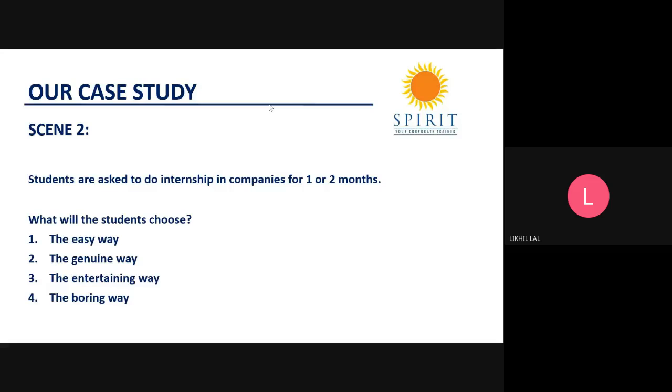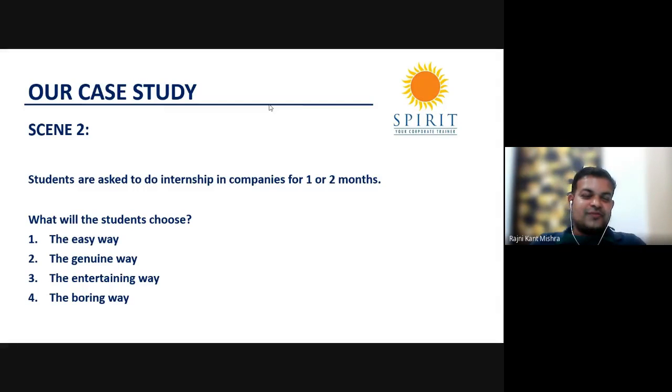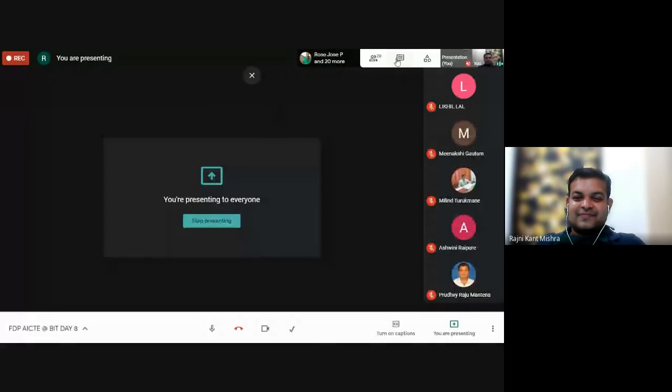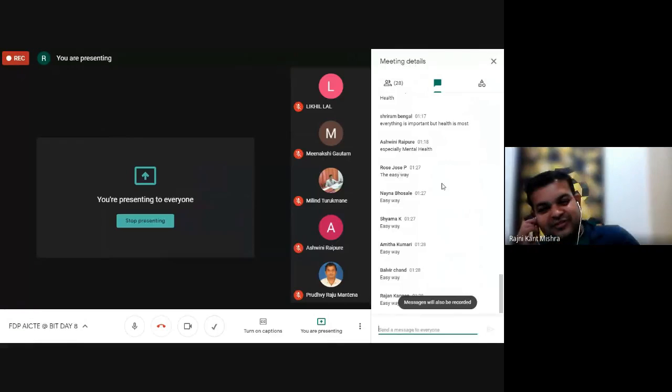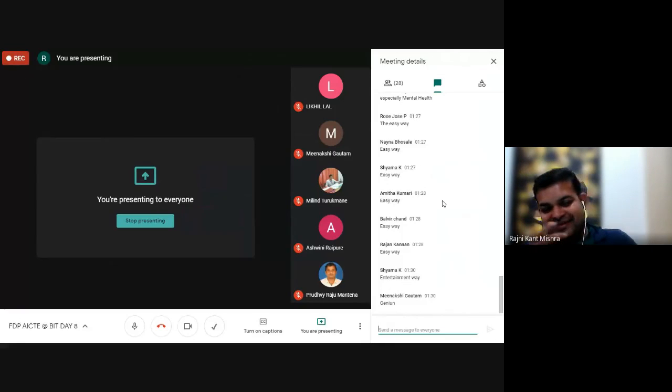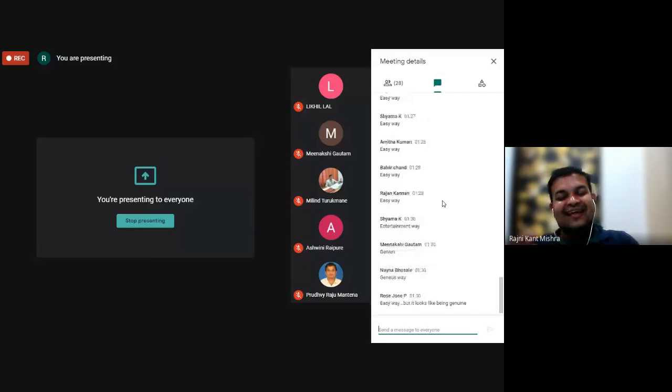The genuine way, sir. Okay, genuine way. Nikhil Lal sir feels the genuine way. How about others? I am expecting answers again. Okay, Meenakshi Gautam ma'am is writing genuine way. Fantastic. Naina ma'am is also writing genuine way. Okay, Rose Jose ma'am writes easy way, but it looks like being genuine. Thank you so much for that response, Rose ma'am. You are very correct in your observation. It is an easy way, but it looks like being genuine. Very good.